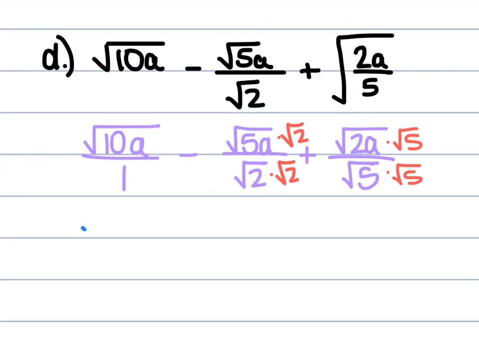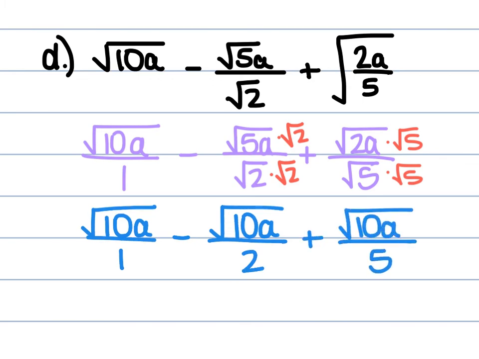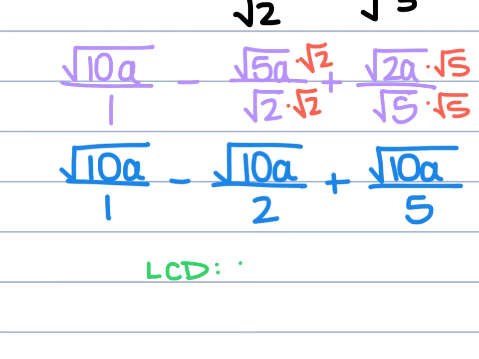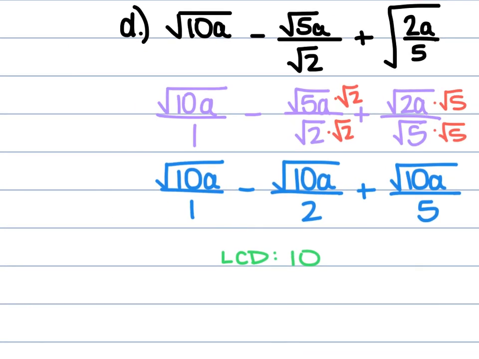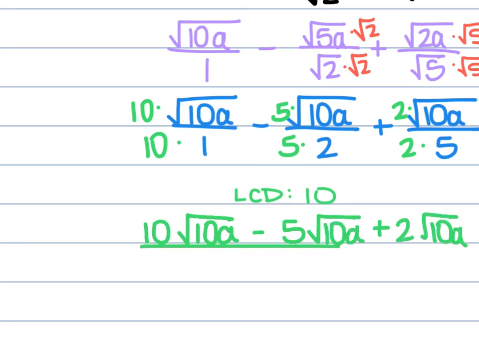From here, we're going to have the square root of 10a over 1 minus the square root of 10a over 2 plus the square root of 10a over 5. So our least common denominator here is 10. So we're going to multiply everything by what it takes to make the denominator 10. So this one's going to be by 10. This is going to be by a 5. And then the last one will be by a 2. So we're going to have 10 square root 10a minus 5 square root 10a plus 2 square root 10a all over 10.